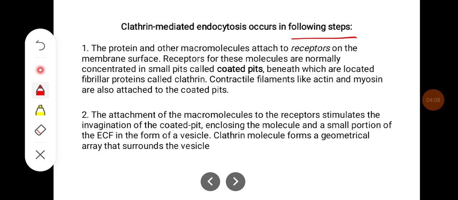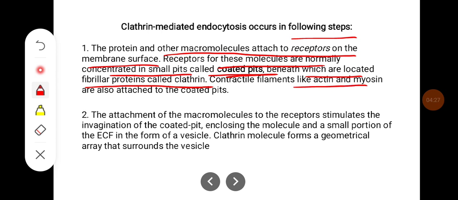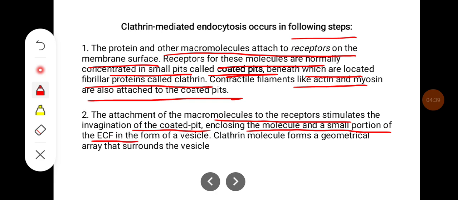Step 1: proteins and other macromolecules attach to the receptors on the membrane surface. The receptors for these molecules are normally concentrated in small pits called coated pits, beneath which are located fibrillar proteins called Clathrin. Contractile filaments like actin and myosin are also attached to the coated pits. The attachment of macromolecules to the receptor stimulates the invagination of the coated pit, enclosing the molecule and a small portion of the ECF to form a vesicle.